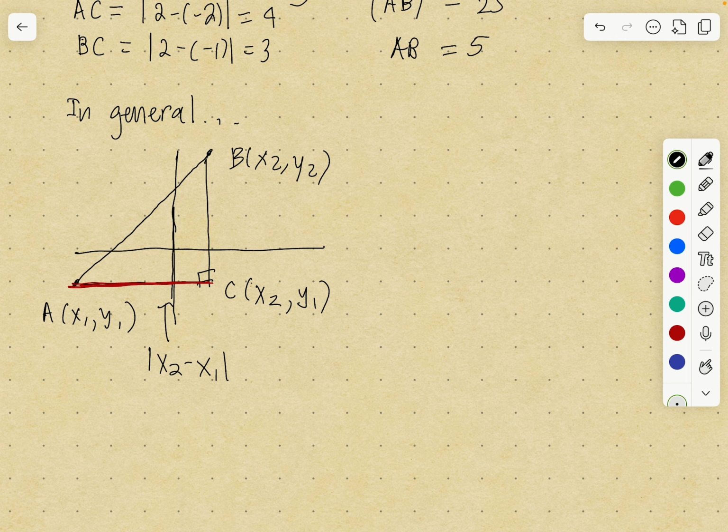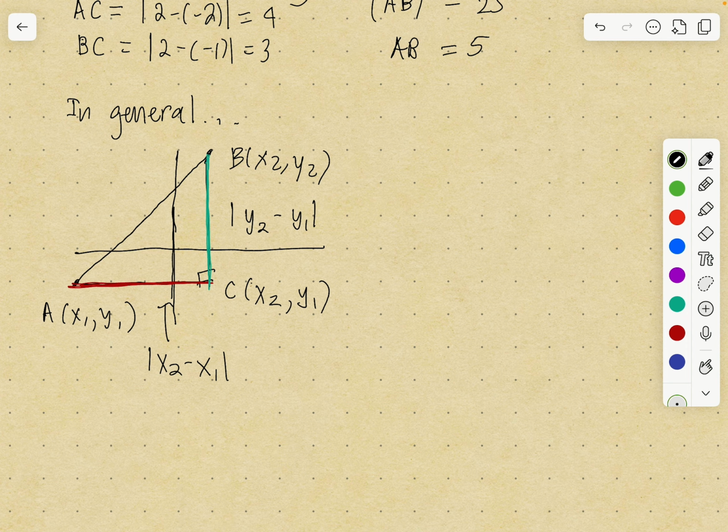Right? Because the absolute value of x2 minus x1 is the distance from x1 to x2. And similarly, when it comes to this coordinate here, at this length, the only difference is the change in y, and it going from B to C, there's a change from y2 to y1. So what is the distance? That's the absolute value of y2 minus y1.